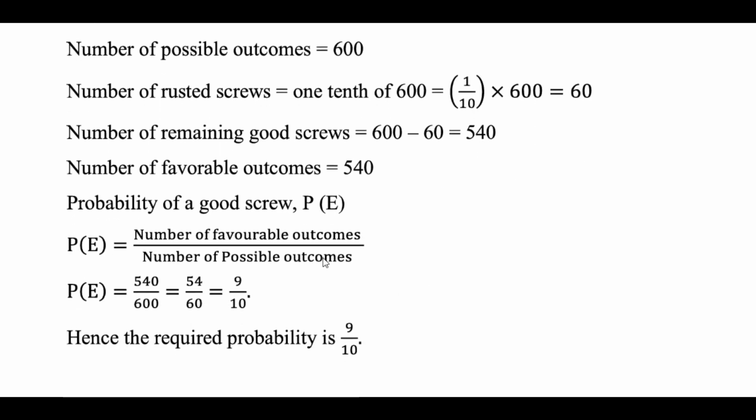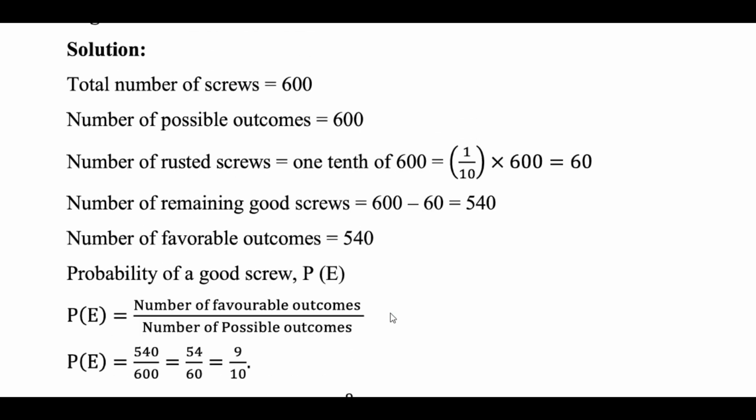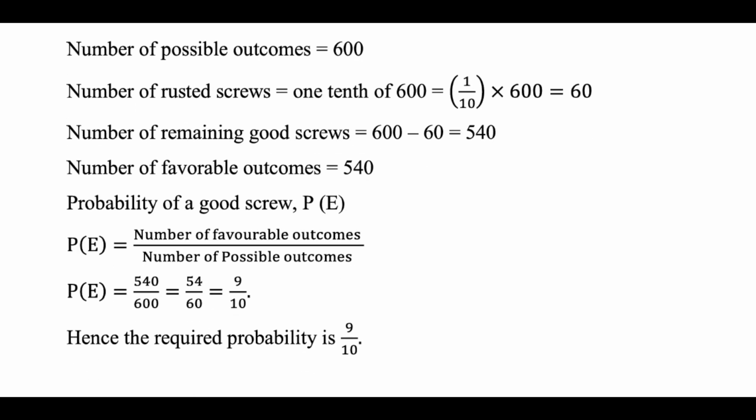The number of favorable outcomes divided by the number of possible outcomes. Okay, so favorable by possible. So here 540 will be favorable outcomes and 600 will be possible outcomes. That comes to 9 by 10. So the answer will be 9 by 10.